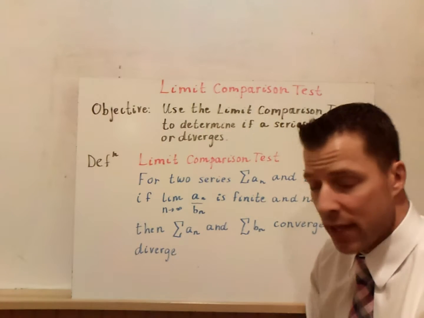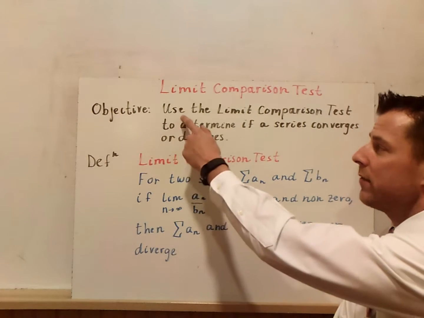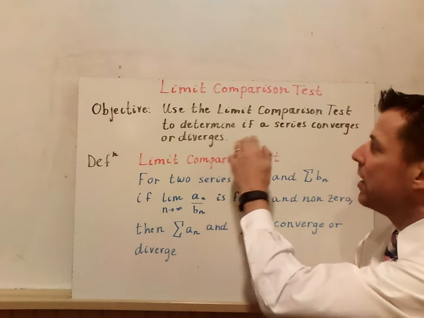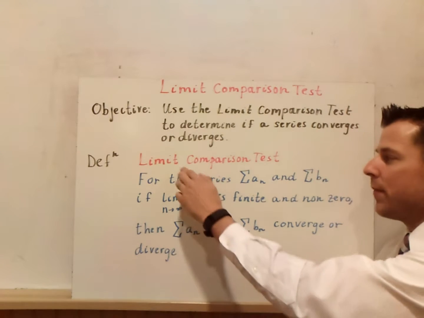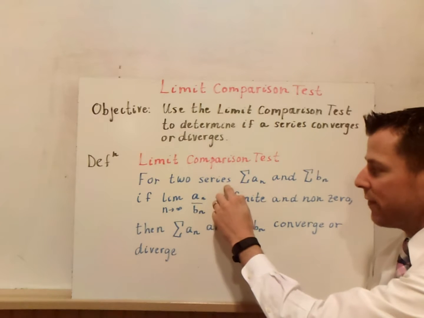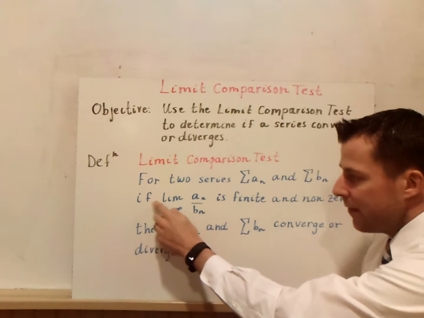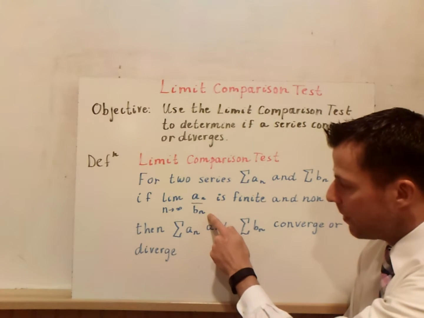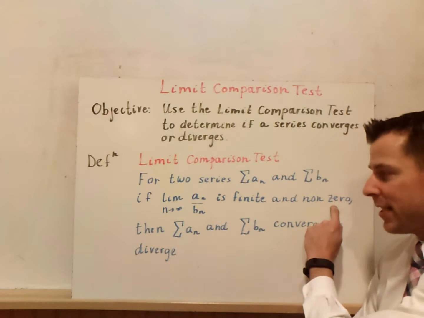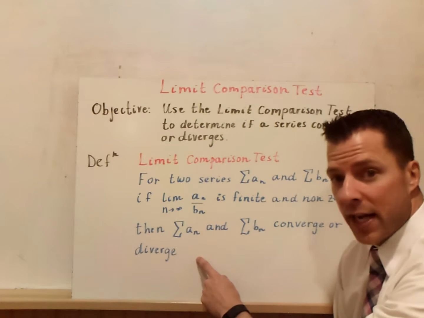So this is another test in order to determine whether series are converging or diverging. The objective here is to use the limit comparison test to determine if a series converges or diverges. So here's what we need to do. The test is for if we have two series, the sum of a sub n and the sum of b sub n, if the limit as n approaches infinity of a sub n divided by b sub n is finite and non-zero, positive, then we know either both series converge or both diverge.